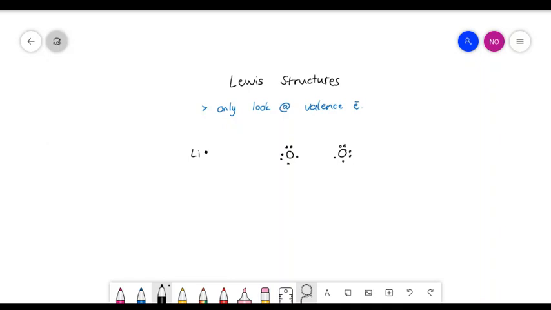Want dan lyk hy soos 'n edelgas. And remember, the noble gases are the stable ones. So as hy 8 elektrone om hom het, dan is hy happy.